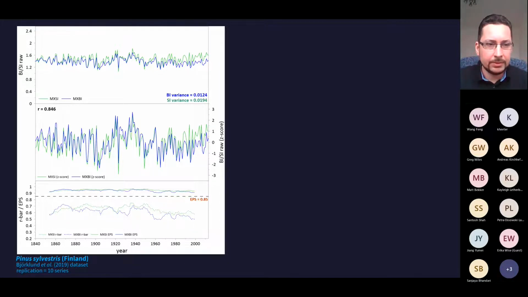What we see at the bottom is the inter-series correlation, R bar. When we compare blue intensity to surface intensity, the surface intensity generally tends to have higher inter-series correlation than the blue intensity data. As a result, we also have stronger EPS, expressed population signal, statistics. Now, at this particular site, the R bar is very strong for blue intensity, probably one of the strongest that I've ever seen.